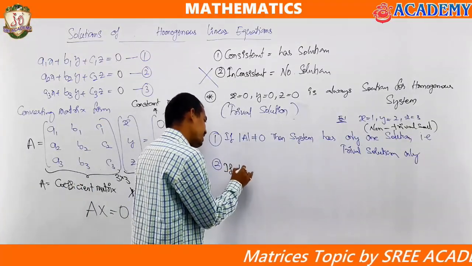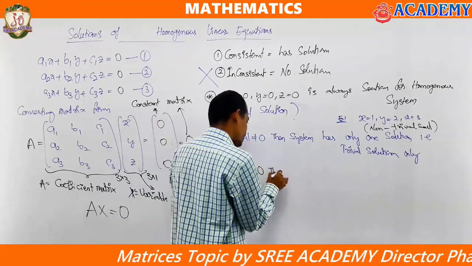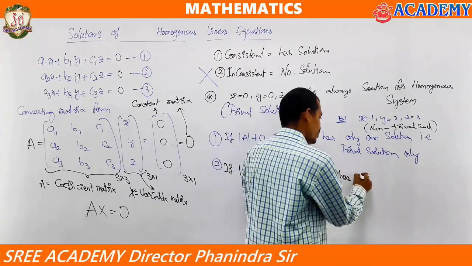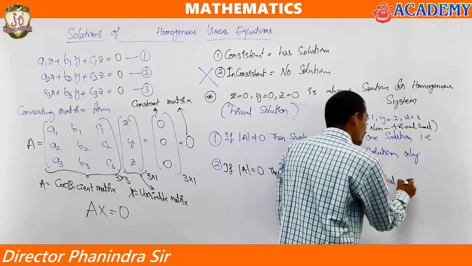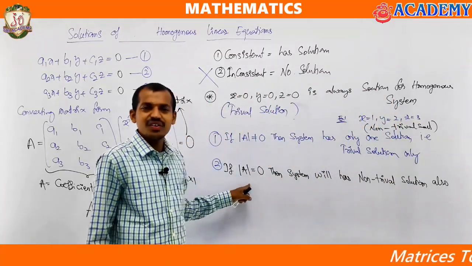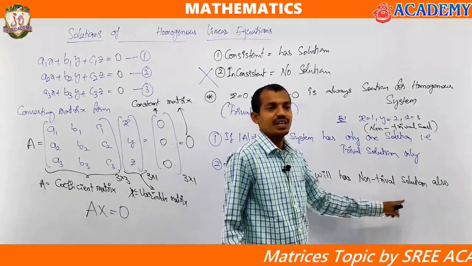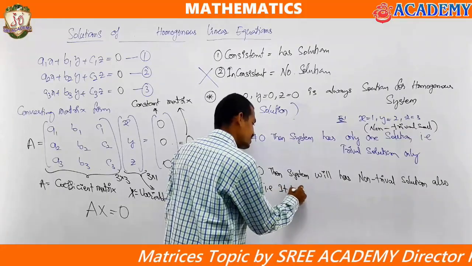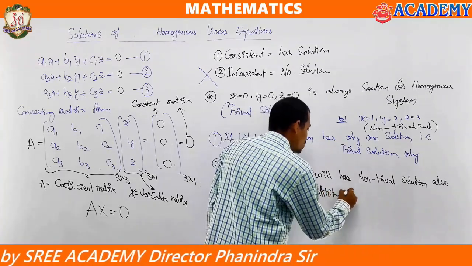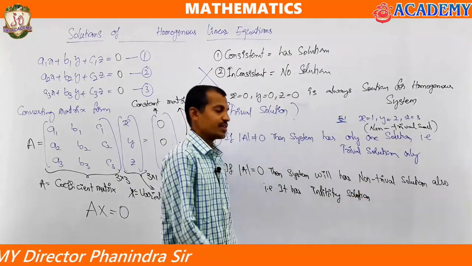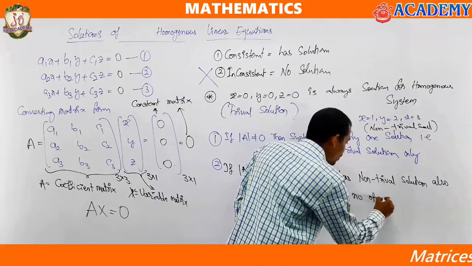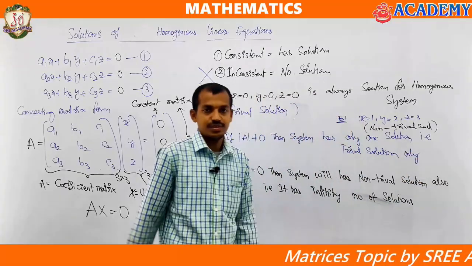That's if determinant of A equal to 0, then the system will have non-trivial solutions also. It is going to have infinity number of solutions. You have to know these two statements.